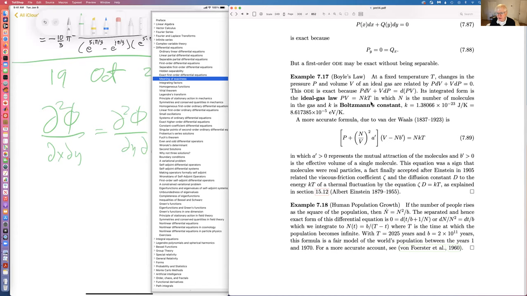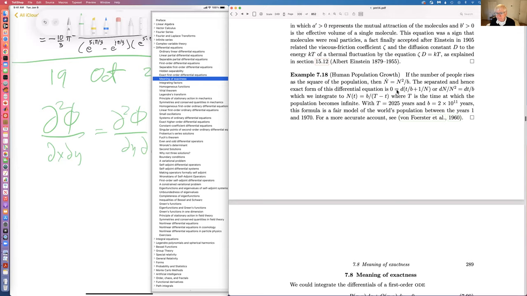Boyle's law. For Boyle's law, this thing P dV plus V dP is d of PV. And so the equation is d of PV equals zero. And for human population growth, phi is t over B plus one over N, and d of that is this, and that's what we integrate.